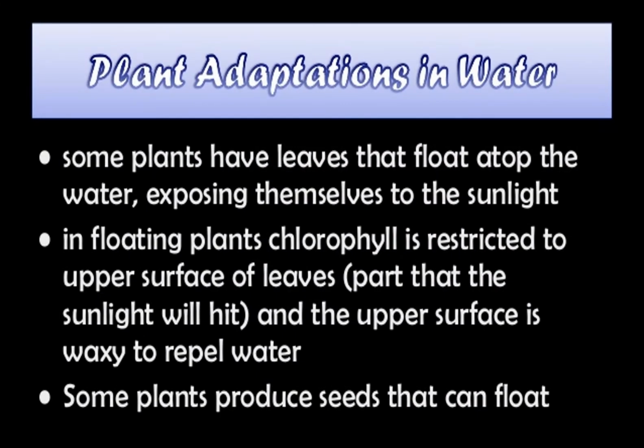Some plants have leaves that float atop the water, exposing themselves to the sunlight. In floating plants, chlorophyll is restricted to the upper surface of leaves, the part that the sunlight will hit, and the upper surface is waxy to repel water. Some plants produce seeds that can float.